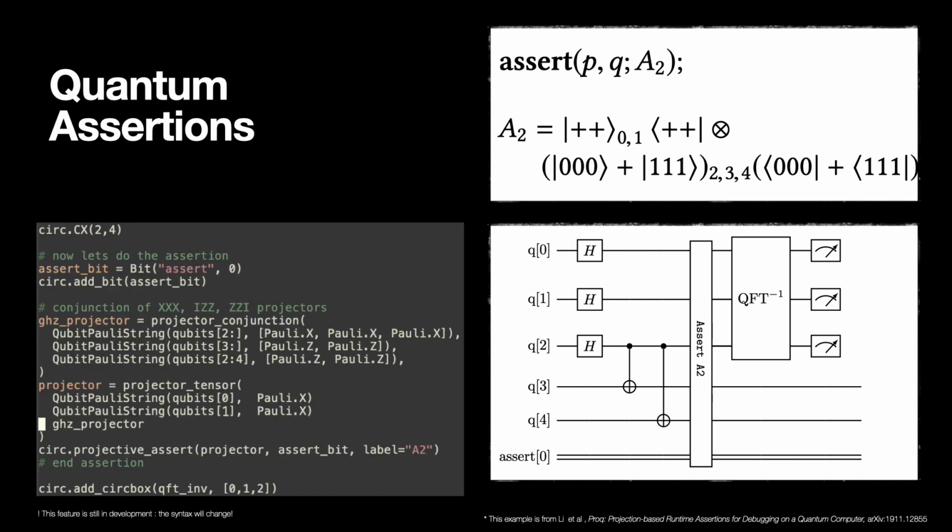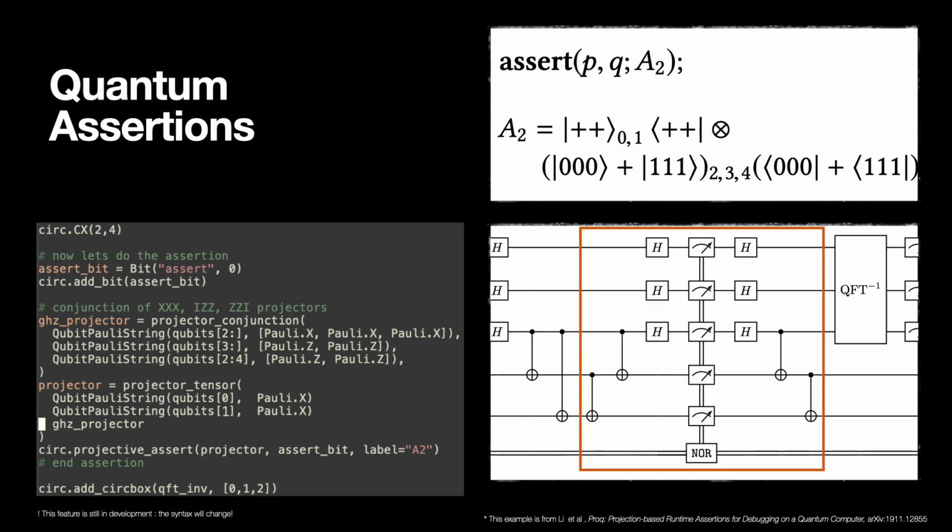Here is some code for how this might look. We're defining the projections in terms of Pauli operators. I should emphasize that this feature is not yet available in PyTicket, and it is likely to change before it ships, so don't pay too much attention to this code.